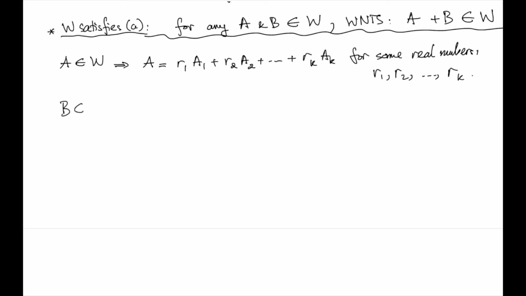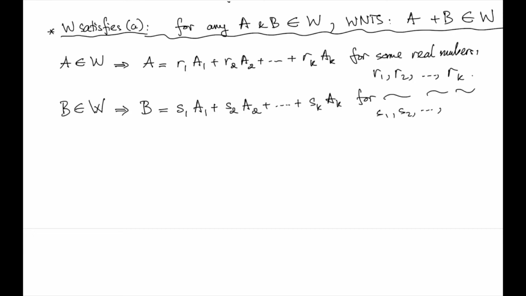Similarly, B is in W, so there must be some other real numbers S such that B equals S1 A1 plus S2 A2 plus ... plus SK AK, for some real numbers S1, S2, ..., SK. We are using S instead of R because we'll never know if B is exactly equal to A or not. We just start with something very random, very general. So we keep things the most general.